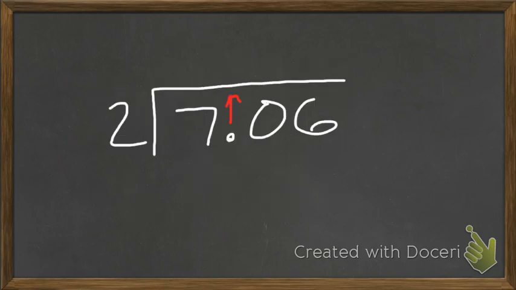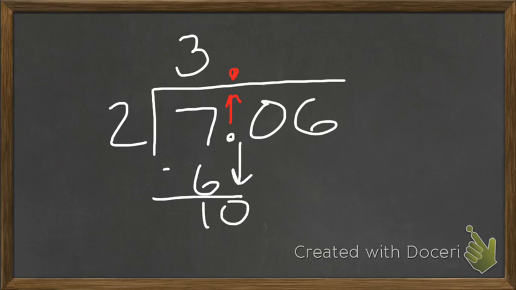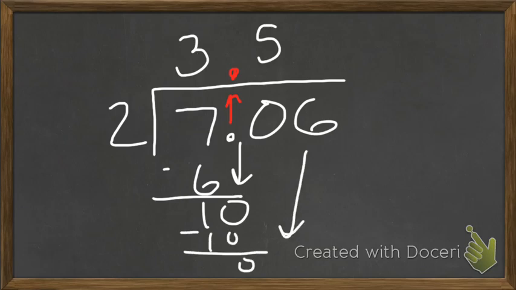So let's put our decimal point up on top. 2 goes into 6 3 times. Bring down your 0. 2 goes into 10 5 times. And bring down your 6. And 2 goes into 6 3 times. So your answer would be 2.53.